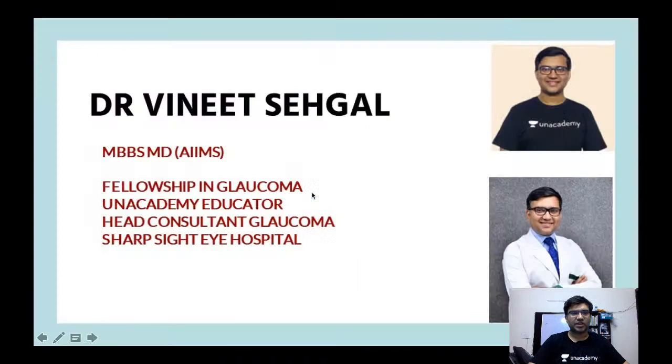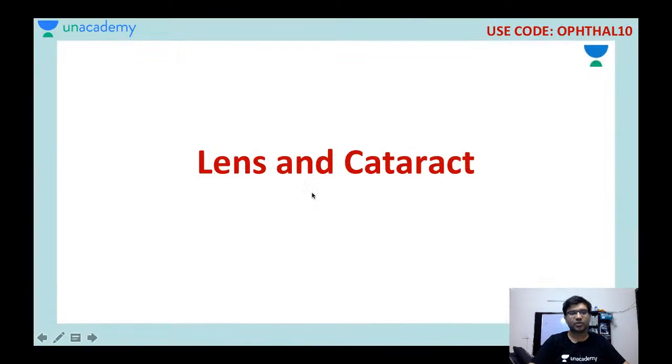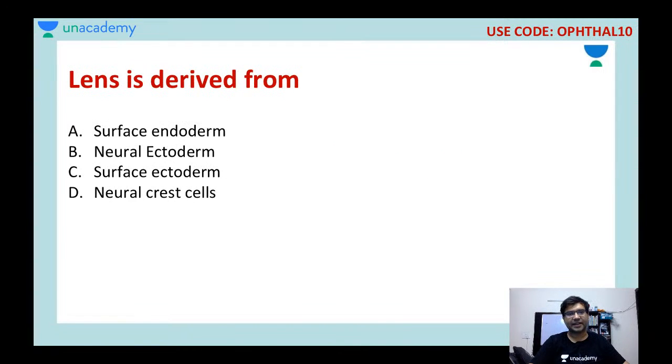Okay, chalo, let's start our session. Today our session would be on the lens and cataract. So my first question is, the lens is derived from which of the following? Your options are surface endoderm, neural ectoderm, surface ectoderm, neural crest cell. Try to answer.